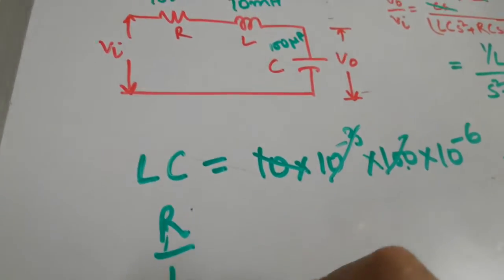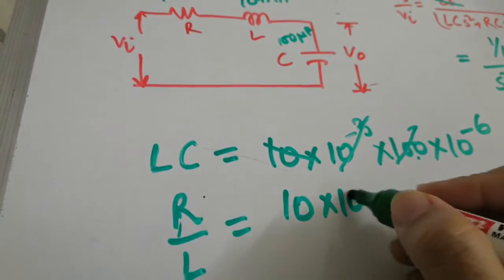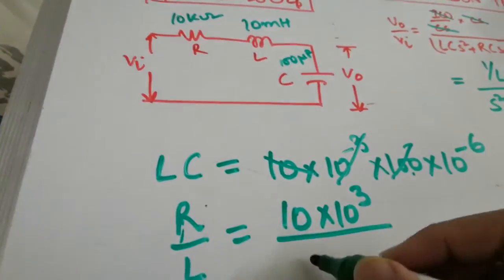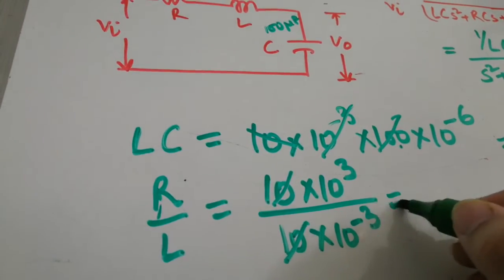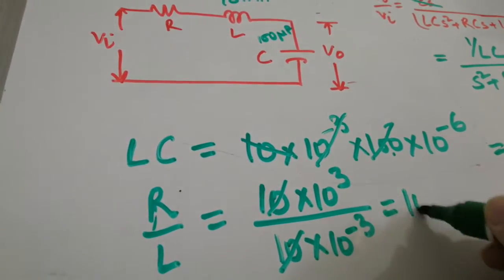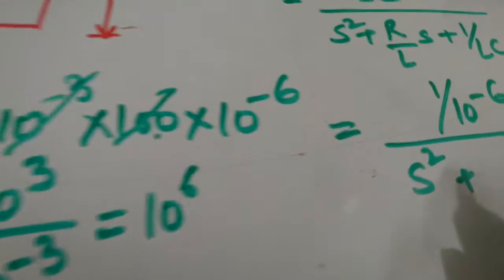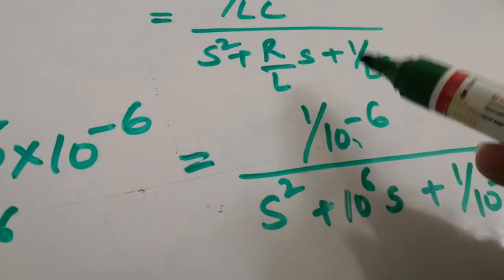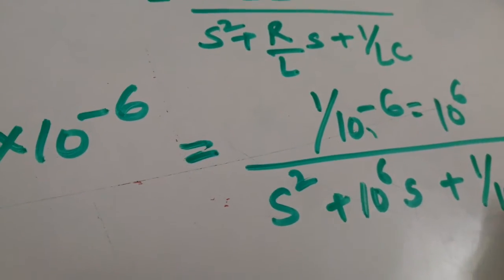So now I am going to calculate the value of R upon L. The value of R upon L will be, this is 10 kilo ohms, so that means 10 into 10 raised to the power of 3 divided by this L, that is 10 millihenries, that is 10 into 10 raised to the power of minus 3. So this cancels out and I am again left with 10 raised to the power of 6, because this will go up and this will be positive. So here it will be 10 raised to the power 6. So here I am going to put this value. Now this will become 10 raised to the power 6 when it goes in the numerator, positive 6, this also positive 6.